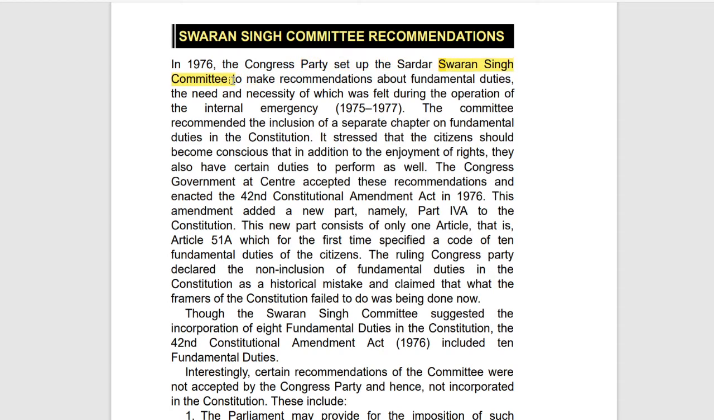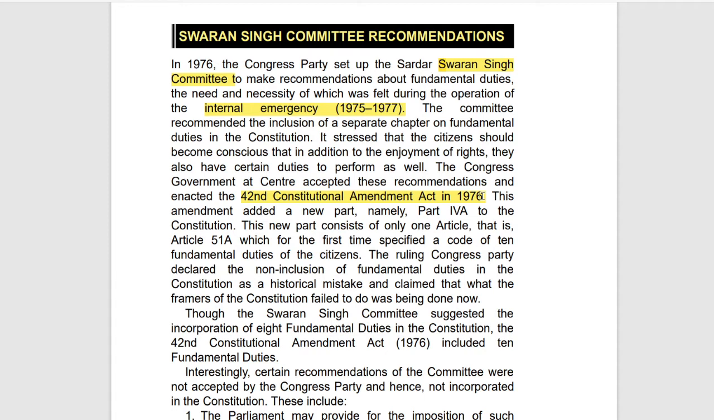Now what was the context of this committee? Internal emergency. Again I will underline this. I might underline the year also. Then I am going to underline here the 42nd Constitutional Amendment Act. Earlier in my previous paragraph I only mentioned that it came in 1976, but here I got to know that it was the 42nd Constitutional Amendment Act.